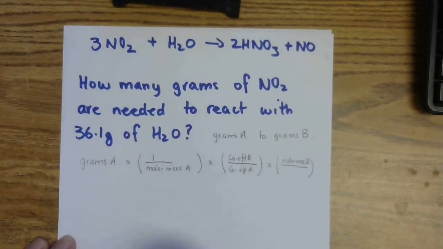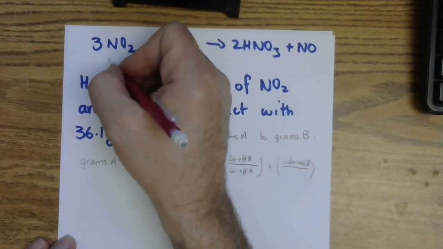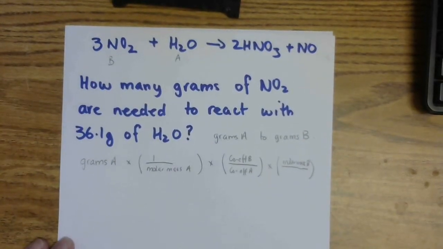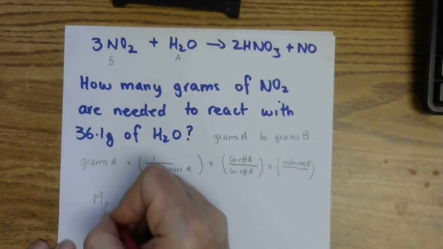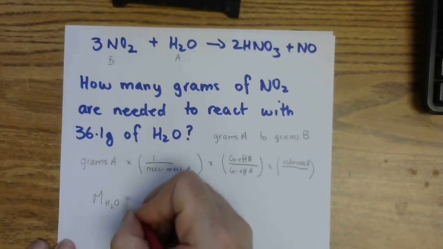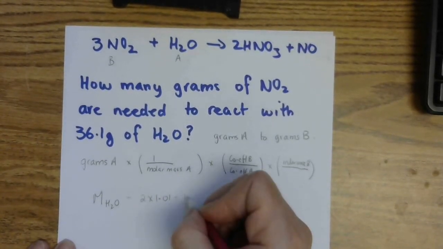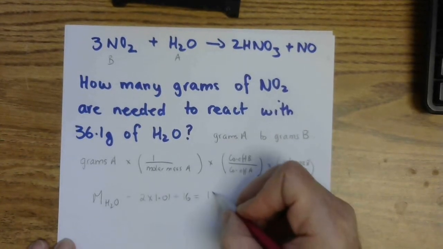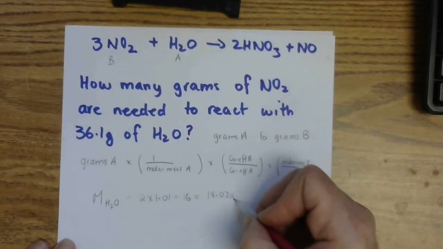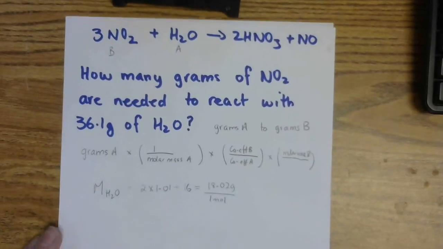So in this case, my A, what I have the grams of, is my water, and my B is my NO2. So to calculate the molar mass of water, I like to use uppercase M to indicate the molar mass. I need 2 times 1.01 for the hydrogens plus 16 for the oxygen. So that gives me a molar mass of 18.02 grams for every 1 mole of water.